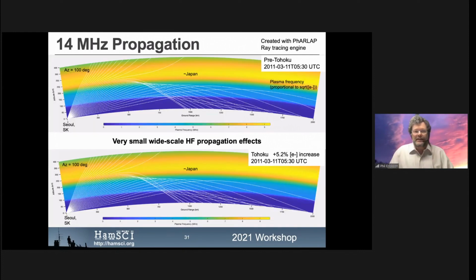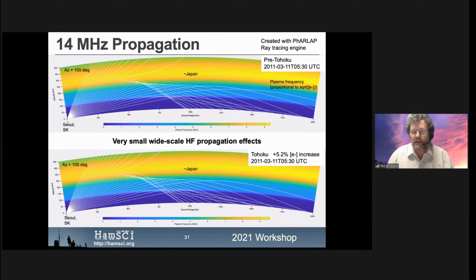The top is the pre-earthquake propagation. I've launched a number of rays, and you can look at where they come down. Some of the high-angle ones transit the ionosphere and leave. Some of them, of course, bounce down to the ground and may hop again. This is just one hop. The bottom is if I increase the electron density by 5.2% everywhere. It's pretty hard to find the difference.